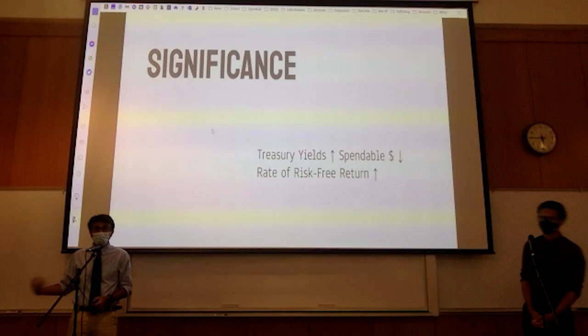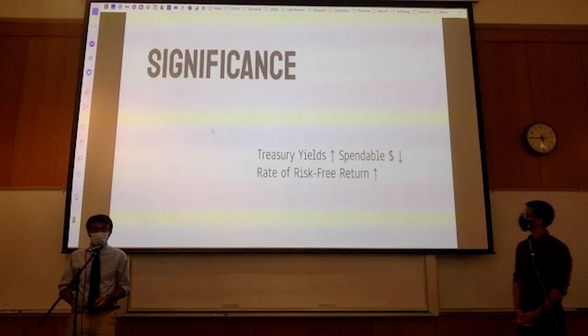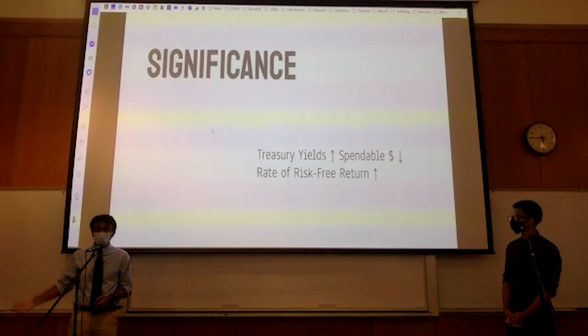The reason for this decrease of spendable money by the American government is that the American government has to pay interest on these Treasury bonds. The fact is that the higher and higher the Treasury yields go, the more and more interest we have to pay, lowering the amount of total discretionary spending that the American government has to spend on actual services that we can use.